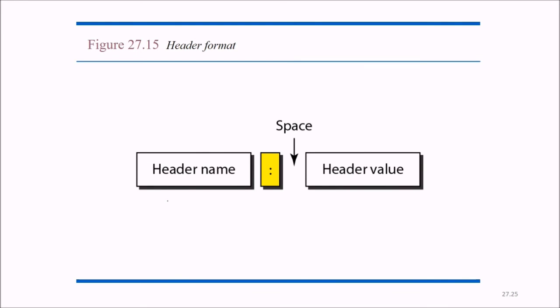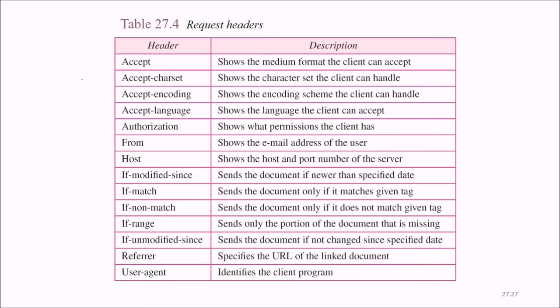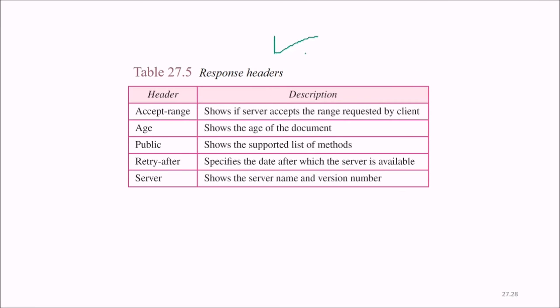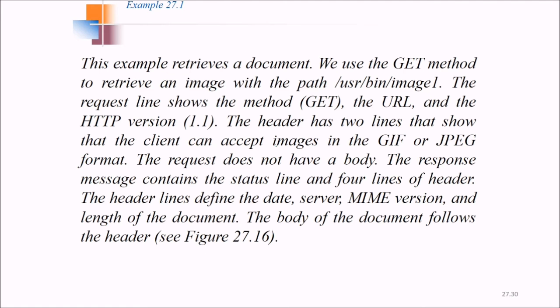And the header format is simple. You have a header name along with a space, then a certain header value. These are the general headers: cache control, which specifies information about caching, the connection, the date, the MIME version, that is multimedia, and upgrade. These are all the content of your request header. These are the response headers. You have various response headers and all the descriptions here. These are the headers and the descriptions. So I would really encourage you to learn them so that you can understand what they do.